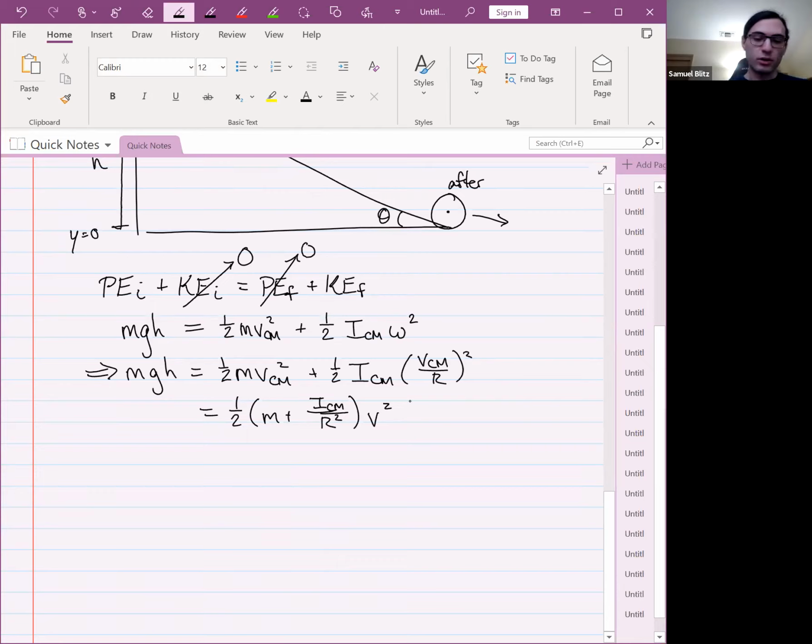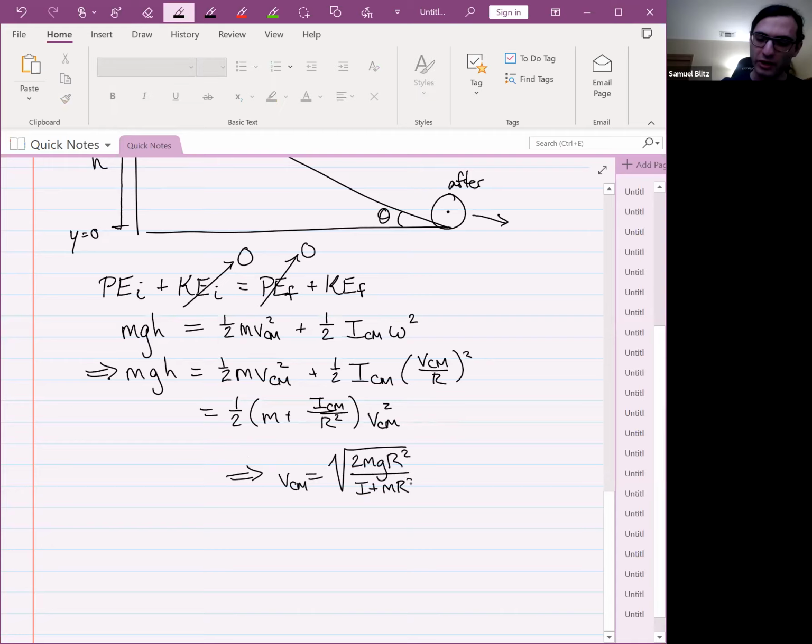So what we can do is solve for the translational velocity, which tells us how fast the object is rolling, and hence, the higher v is, the less time it takes to go from the top to the bottom. So we can solve for v relatively straightforwardly. It's just some algebra. We get that v, and I'm going to do some rearranging here, is 2mg r squared divided by I plus mr squared, and this should be I_CM.